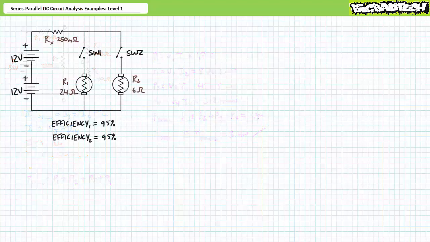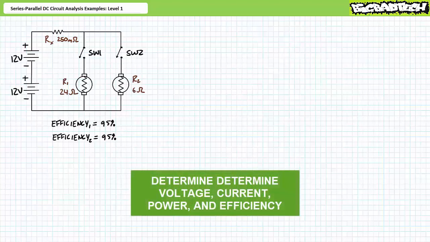Our next illustrated example problem features two DC motors. Modeled as a 24 ohm resistor and a 6 ohm resistor, where the efficiency of the first DC motor is 95% and the efficiency of the second DC motor is also 95%. We're being asked to solve for the voltage drop across, the current through, and the power consumed by each of these loads, the total power, and the efficiency of this system in 3 scenarios.